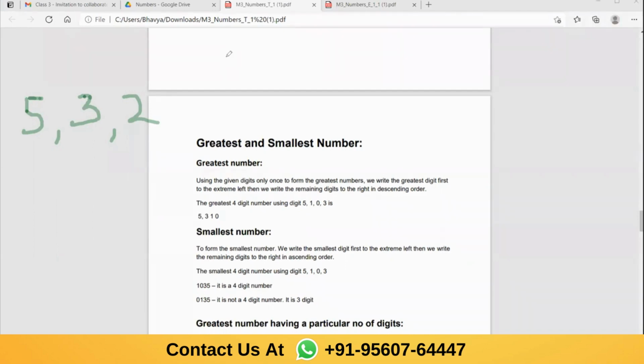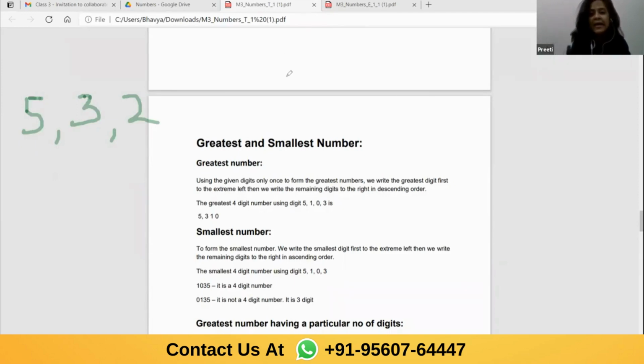Okay, okay. So I'm just repeating myself to make this clear to all of you. Whenever we have to create the smallest number using the digits given to us, we always arrange them in ascending order or increasing order. Whenever we have to create the greatest number using the digits given to us, we always arrange them in descending order or the decreasing order.